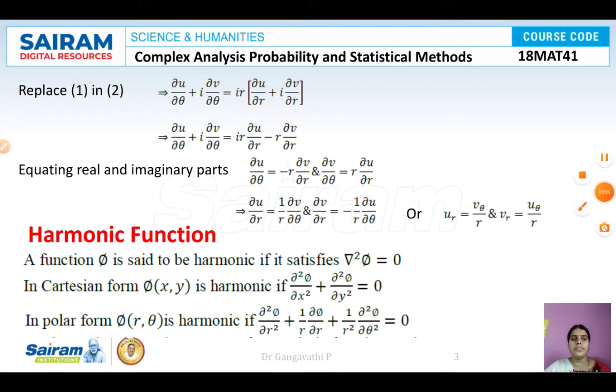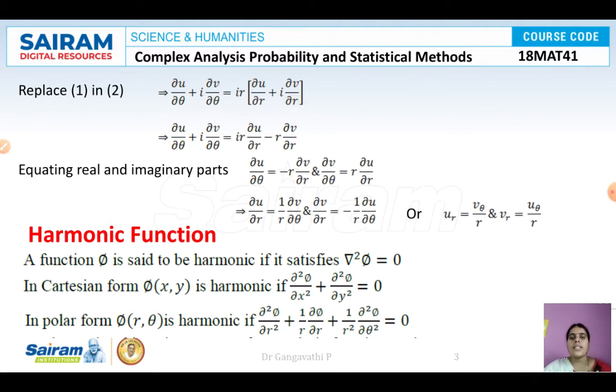Now let us substitute equation 1 in equation 2. Observe equations 1 and 2. The left-hand side, that is dou u by dou theta plus i dou v by dou theta, is there as it is. i r is also as it is. The term which we have written in the bracket can be replaced by our equation 1 as dou u by dou r plus i dou v by dou r.